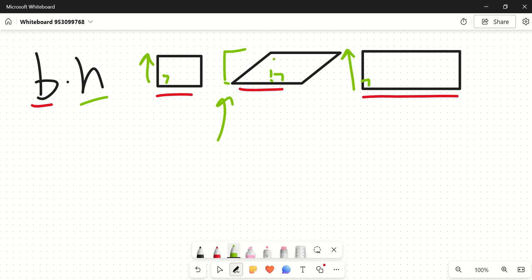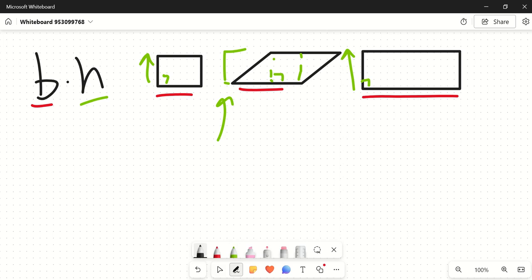The reason why a parallelogram also follows this is if I were to cut this part off, this part here, and I put it right here, it would form a rectangle again. So this is why parallelograms follow the same formula. So again, squares, rectangles, and parallelograms will all have the formula of base times height.